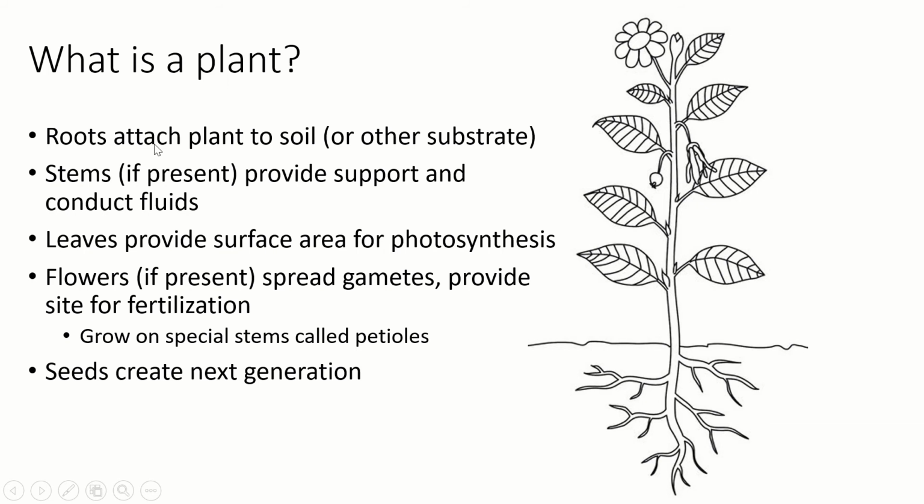The parts of a plant that you need to know, starting at the bottom, are the roots. The roots attach to the soil or whatever other substrate the plant is growing on. Coming up out of the soil is a stem that's going to provide support for the plant and in most plants conduct fluid. Then leaves are big, wide things that grow off of a stem and provide surface area for photosynthesis. And then flowers, if flowers are present, are the reproductive structures of the plant.